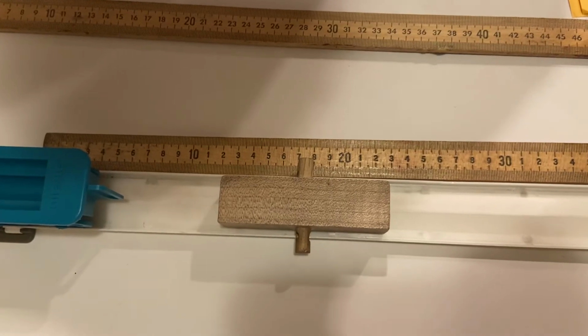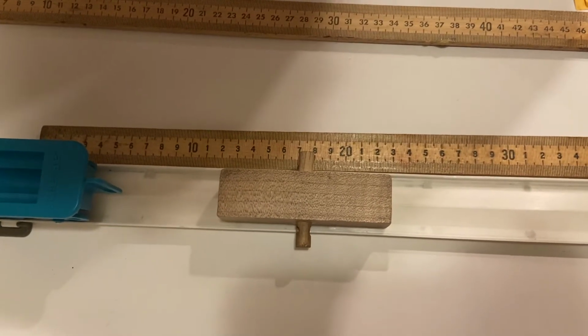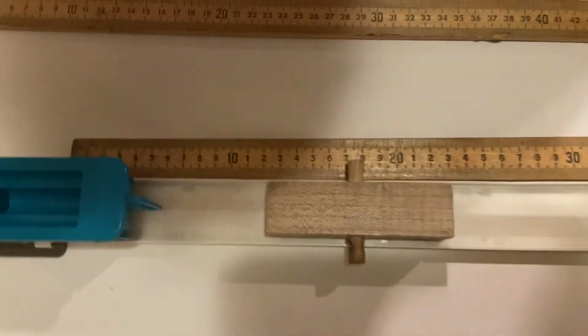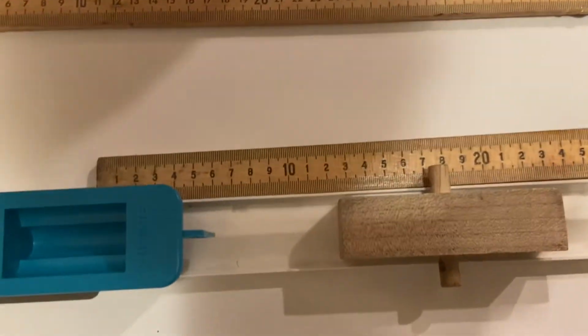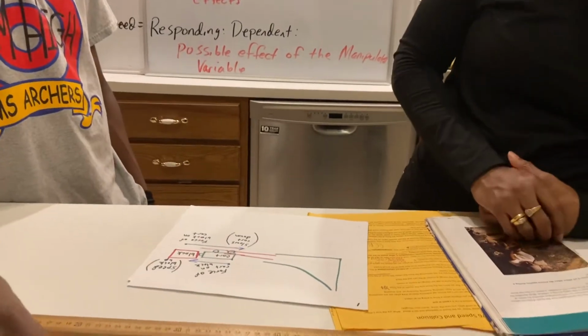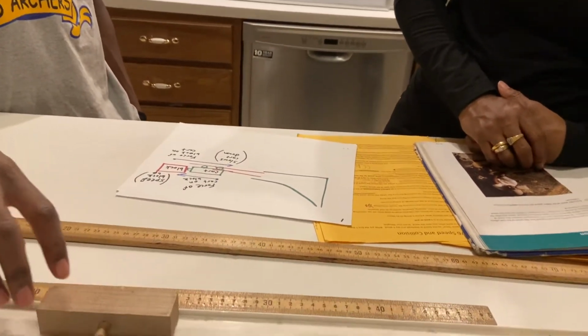What's that, James? 13 point... not 13. 12.5. 12.5. Good. He's reading upside down, class, so it's a little harder. Okay, try it again, James.